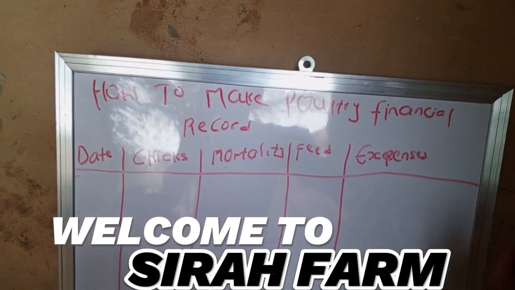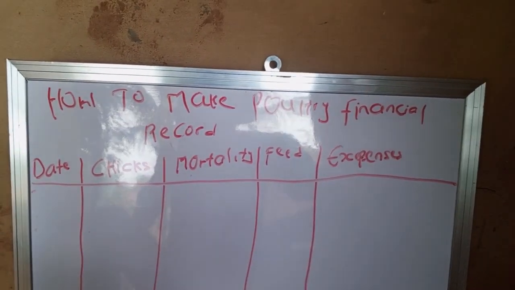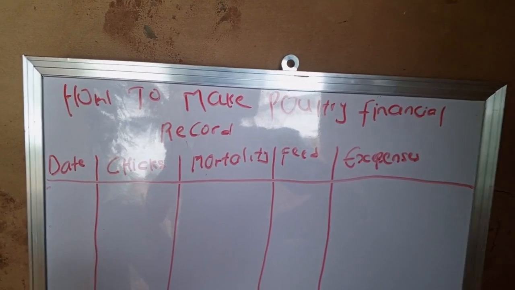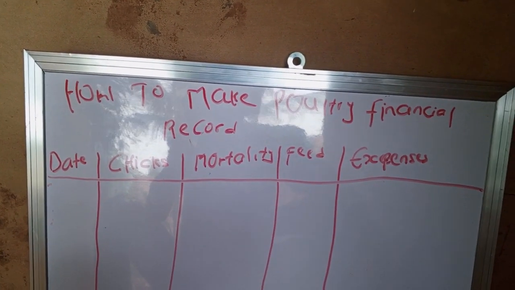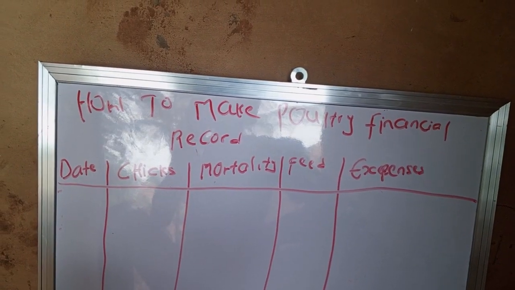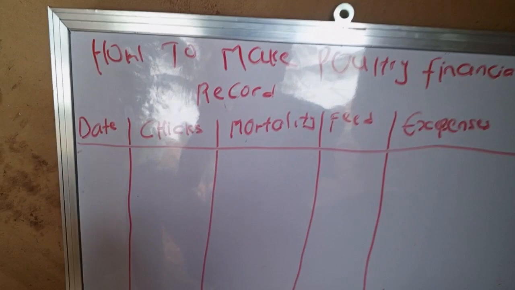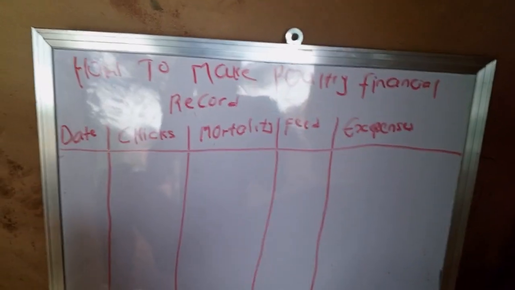Hello, Sirah farmers. The topic we have here is how to make your own poultry financial record. We have the date, chicks, mortality, and financial expenses. In Sirah Farm, this is how we make our own financial record every month.